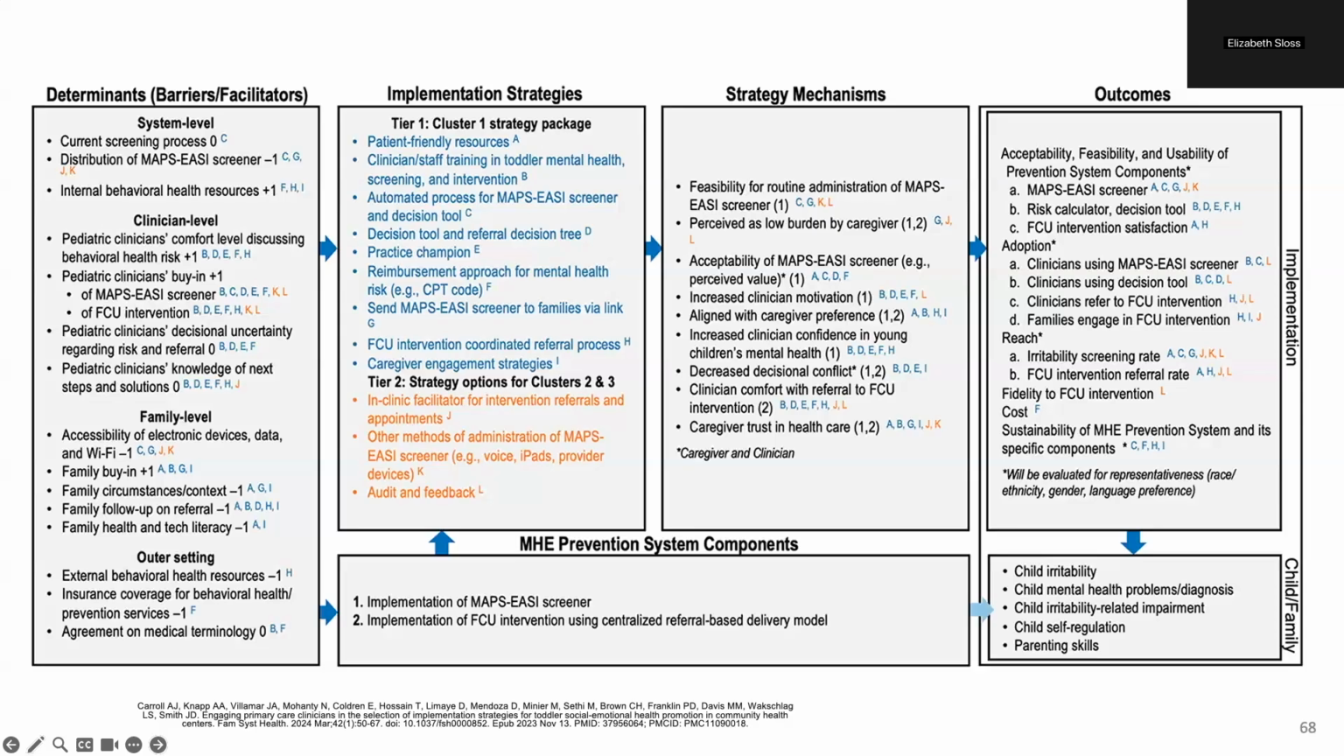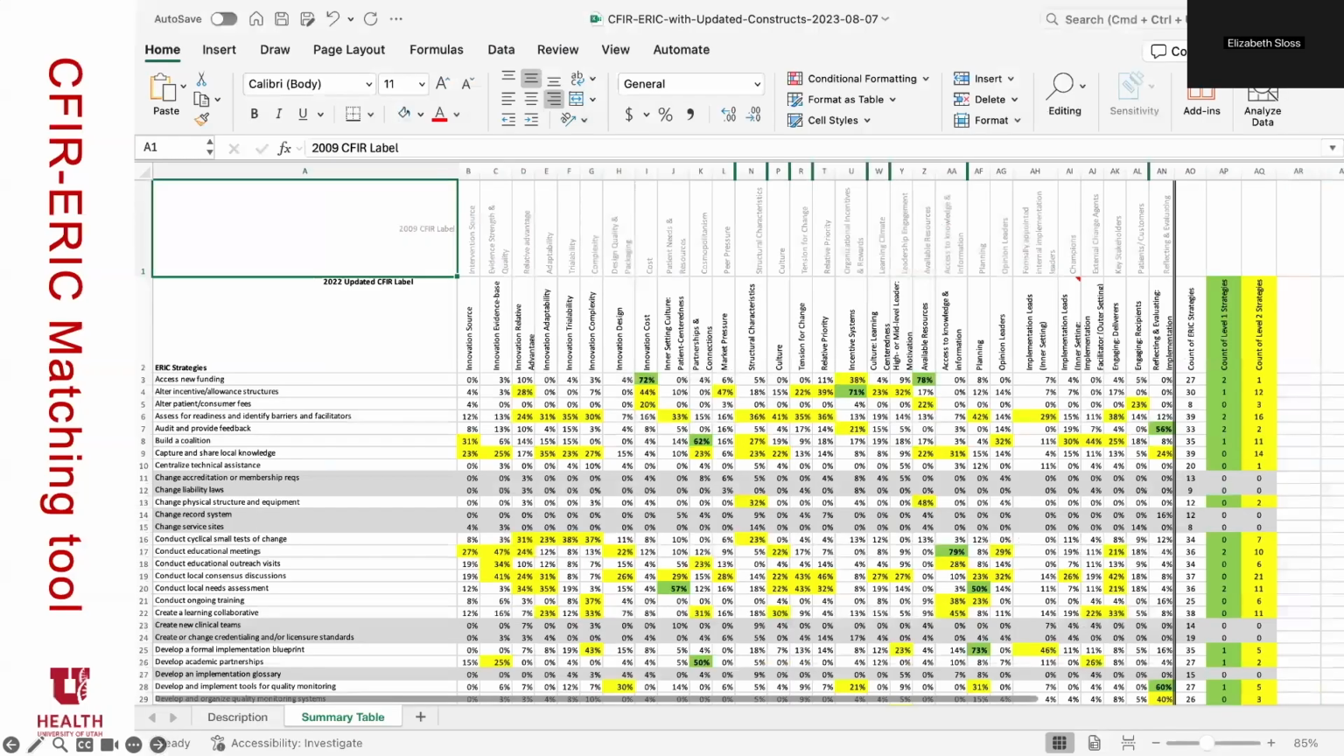All right, I'm going to move us on. I'm just going to show you really quickly what the C4ERIC matching tool looks like. It's actually a macro, so you can go in on one of the tabs and select which of your determinants or contextual factors were identified as barriers, and it'll spit something out like this, showing which ones map onto. This isn't that great of a tool, but it is something that's available.